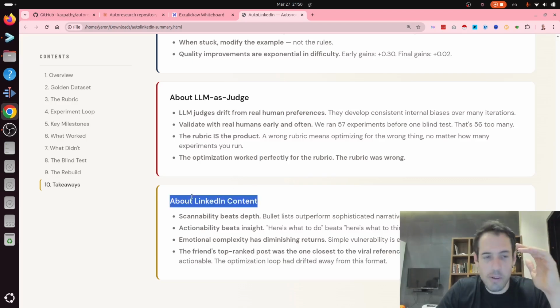There are a few more takeaways that were generated by AI regarding Medium content. So scannability beats depth, actionability beats insight, emotional complexity has diminishing returns, simple vulnerability is enough. The first apparent course was the one closest to the reference pairs: short, scannable, list-based and actionable. The optimization loop had drifted away from this format.